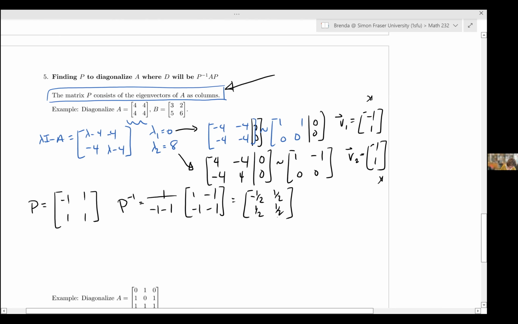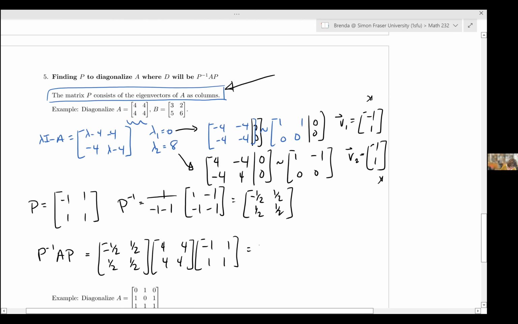Like that. And then I see P to the minus 1, A, P. I multiply all those things together, and why don't I in fact do this a little bit more longhand? I've just been doing this a bit quicker.